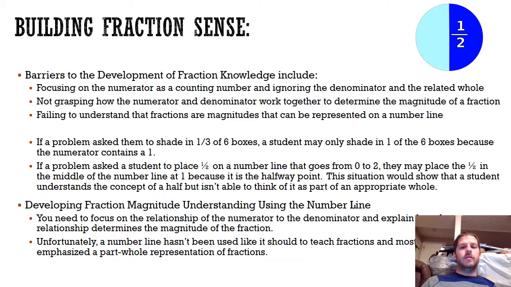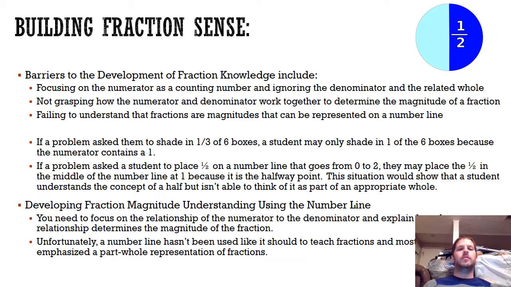If a problem asks a student to place half on a number line that goes from 0 to 2, they may place the half in the middle of the number line at 1 because it is a halfway point. This situation shows that a student understands the concept of a half but isn't able to think of it as part of an appropriate whole. In order to develop fraction magnitude understanding using the number line, you need to focus on the relationship of the numerator to the denominator and explain how that relationship determines the magnitude of the fraction.